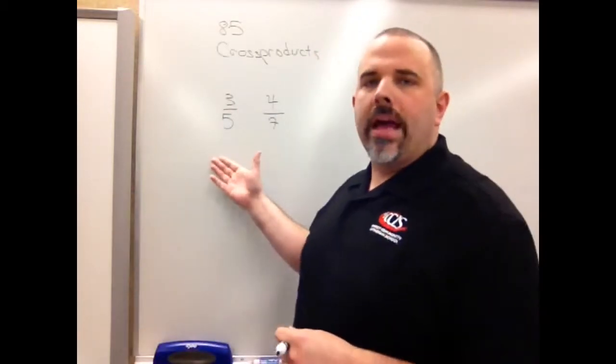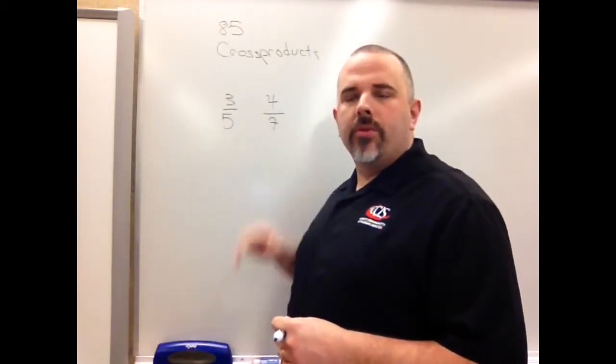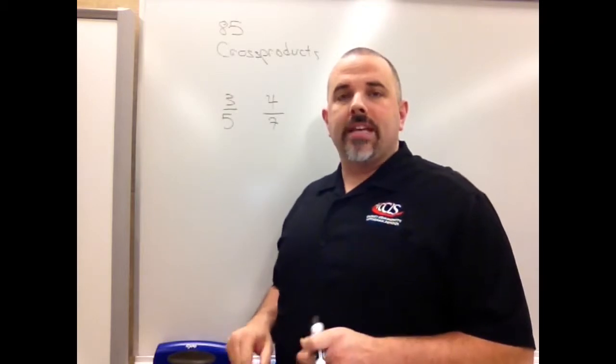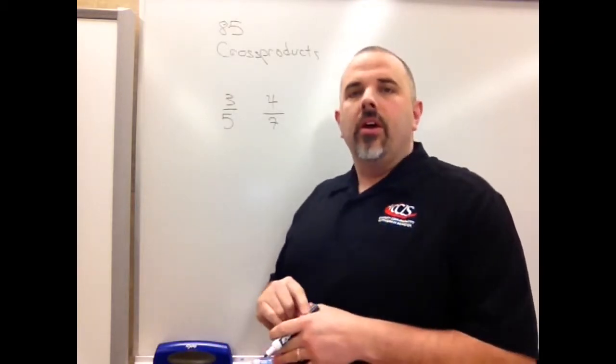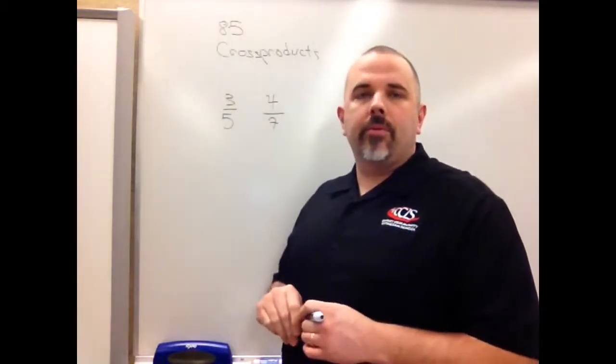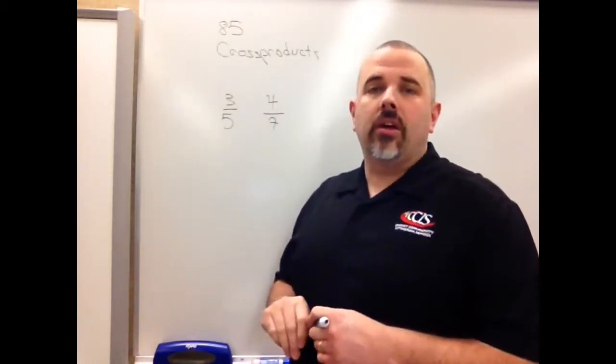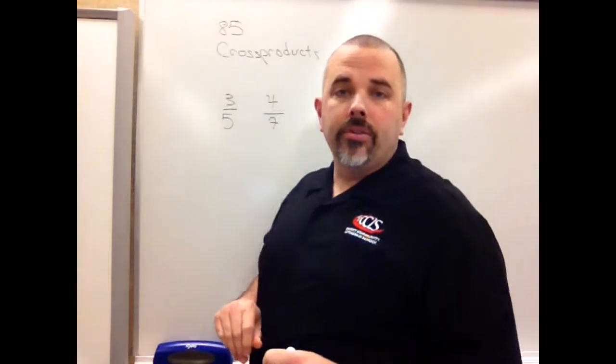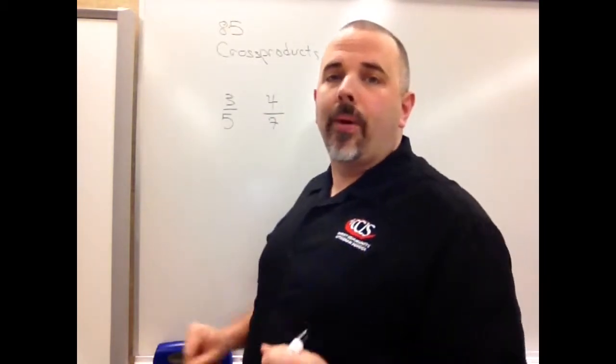You notice here on the board I have two fractions. I have 3/5 and 4/7. So far we've learned that to tell if these two fractions are equivalent, we have to have something called a common denominator. In this case the common denominator would be 35, which makes for a fairly large number. I'm going to show you a different way to do this. We're going to use something called cross products.